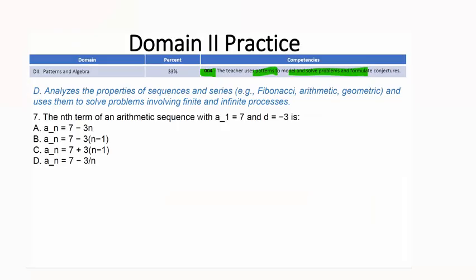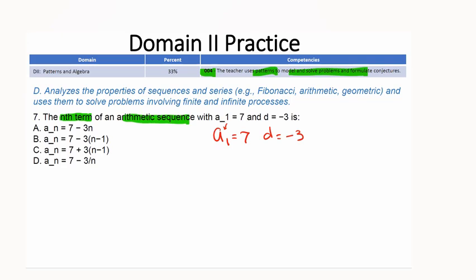The nth term, number 7, the nth term of an arithmetic sequence. Okay, let me write that. This means a sub 1 equals 7. It means the first number is 7. And d is -3.